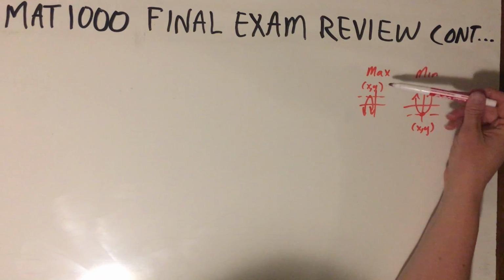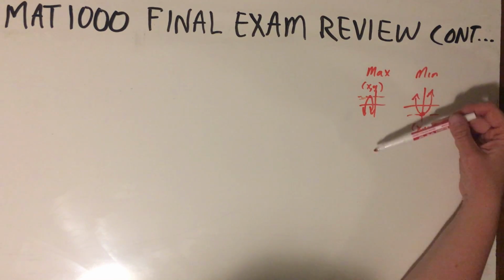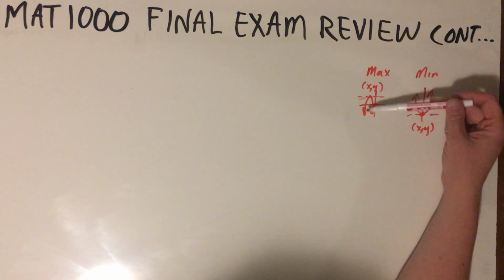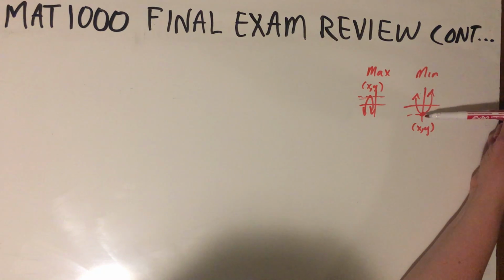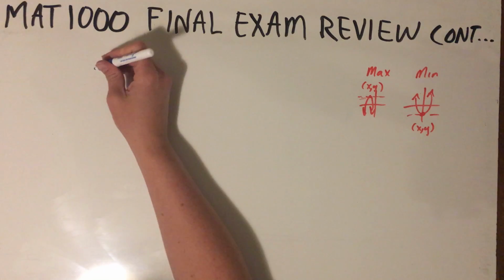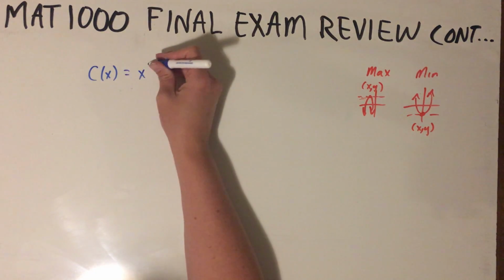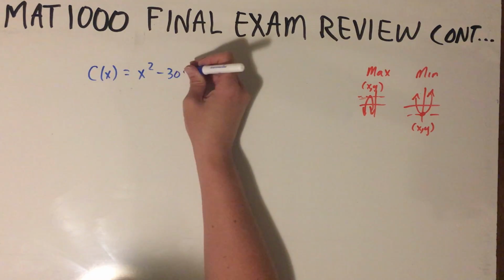This is also related to domain and range. The range will never go above here, and the range here will never go below there. So again, this max and min concept, where we apply this is, again, with parabolas. Some cost functions in business are modeled by parabolas. So say I have a cost function that is modeled by a parabola here.